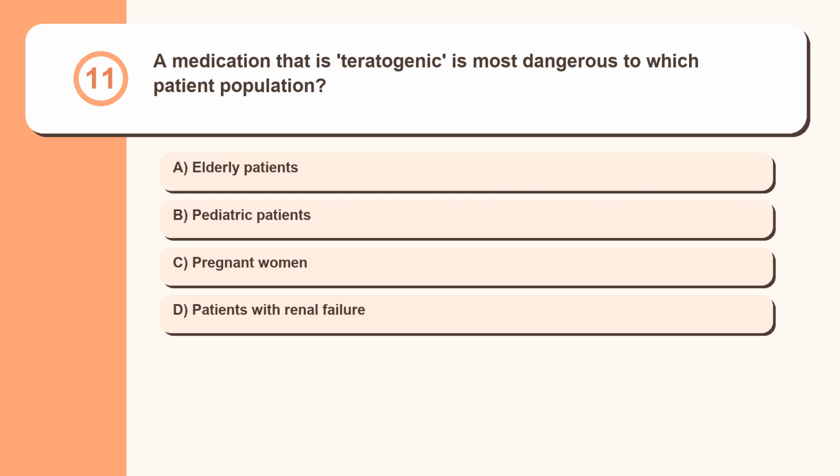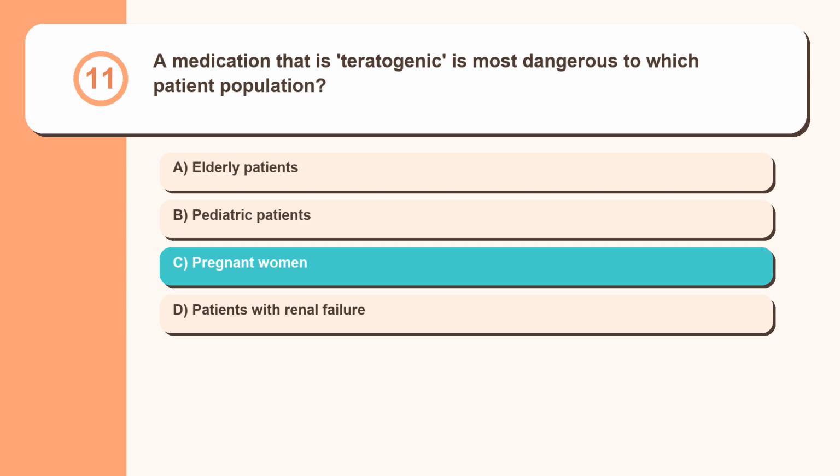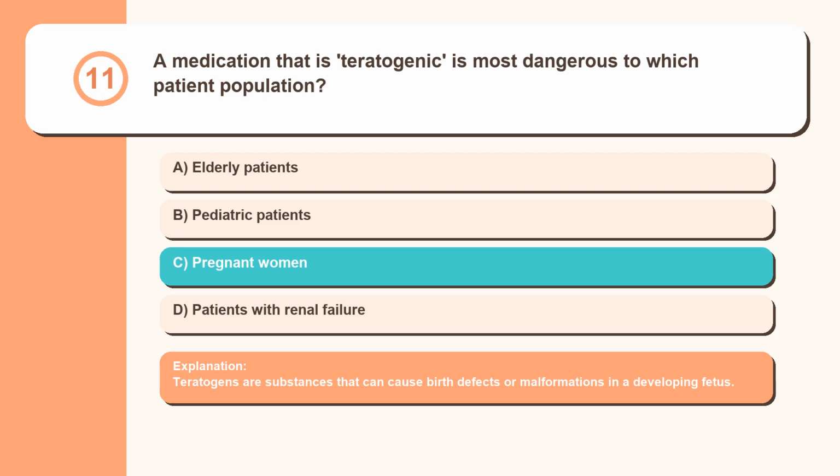Question 11. A medication that is teratogenic is most dangerous to which patient population? Elderly patients, pediatric patients, pregnant women, patients with renal failure. Teratogens are substances that can cause birth defects or malformations in a developing fetus.